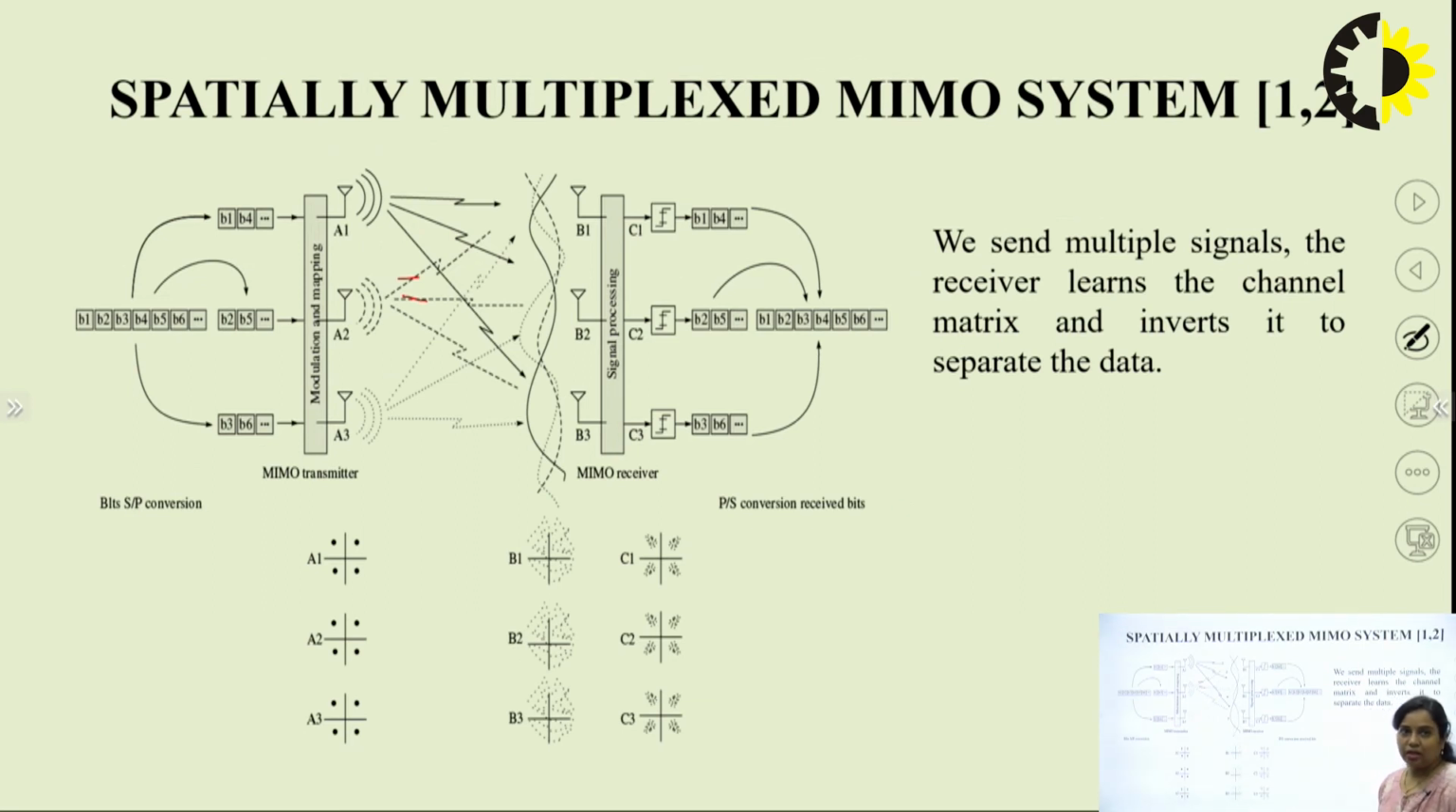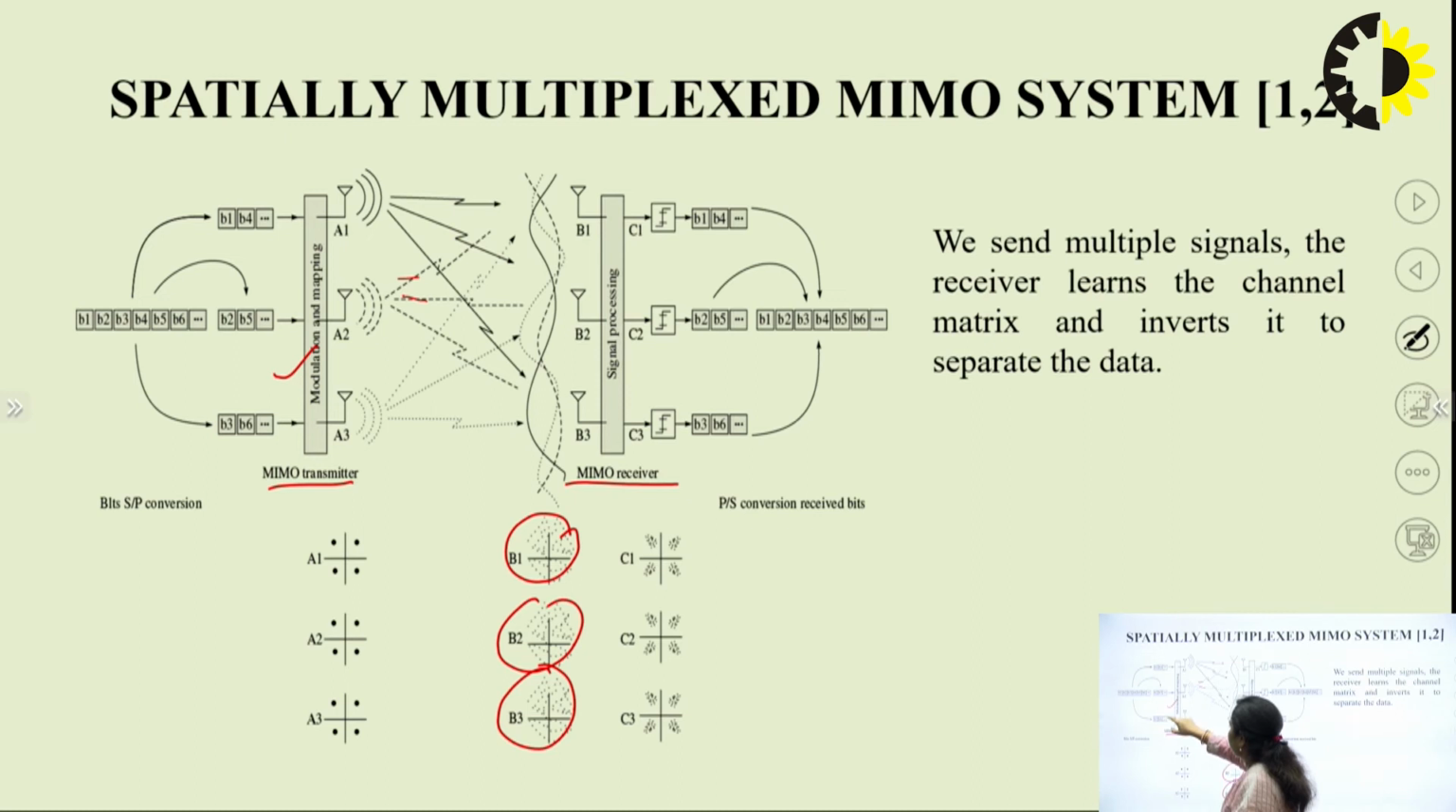Next is the spatially multiplexed MIMO system. This diagram shows a MIMO transmitter and a MIMO receiver, and it shows the correlation between the different points. Over here you can see modulation and mapping. Different users are there: this one has this number of bits, this one has this number of bits, and these are modulated and mapped together, and combined onto different antennas like A1 to A3.